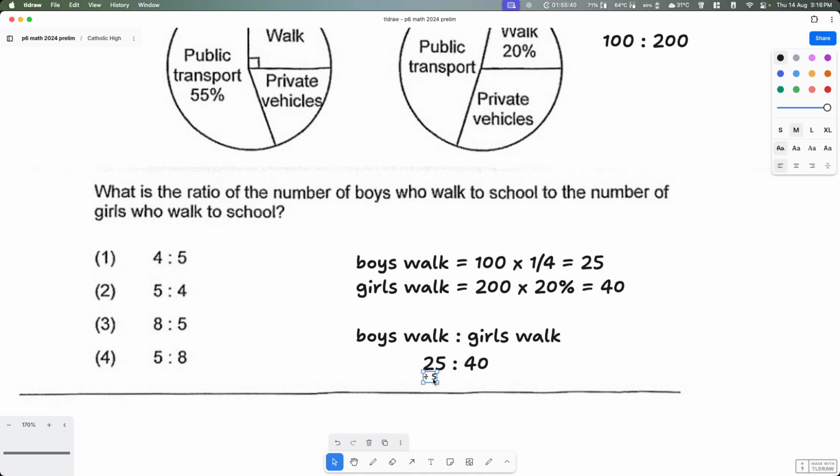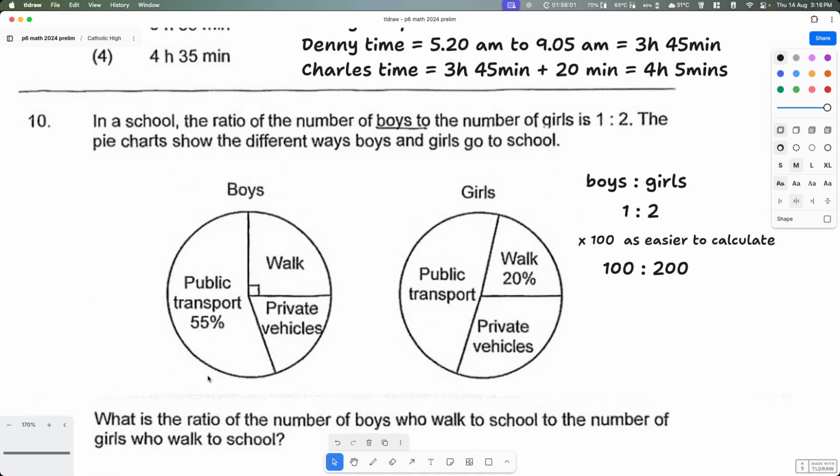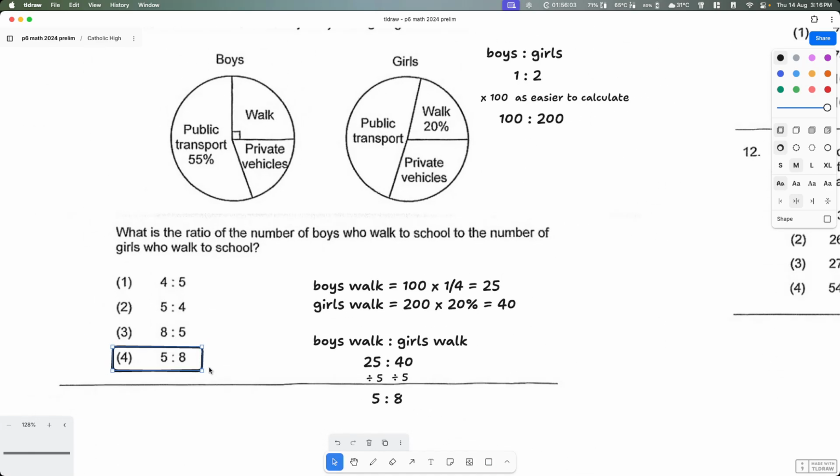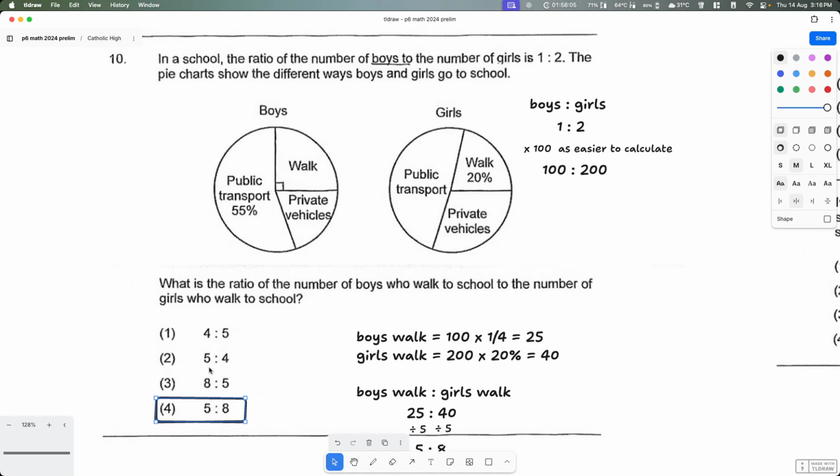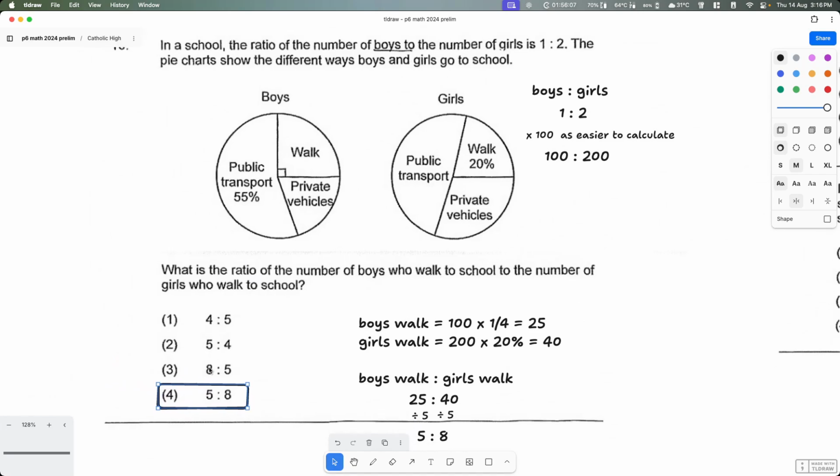In this case, 25 divided by 5 and 40 divided by 5. What do you think the answer is? Boys walk to girls walk, 25 will be 5, and girls will be 8. The answer is 5 to 8, which is option number 4 for question number 10. Okay, all right, that's it. Let's move on to the next question.